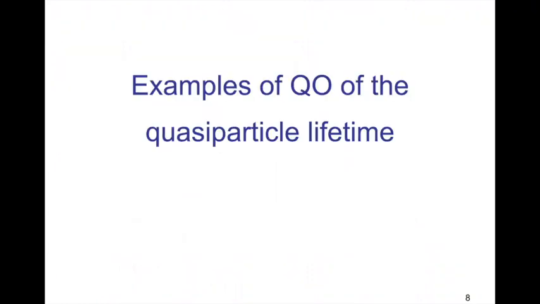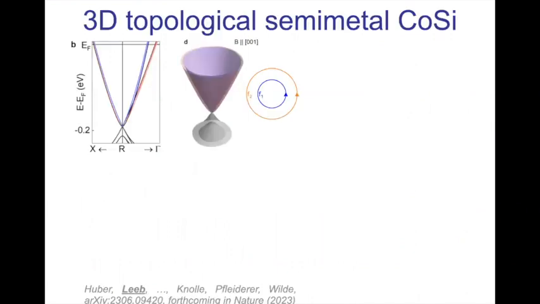In the next part of my talk, I want to present several examples where we believe this theory is actually realized in experiment. And I want to start with the topological semimetal, the 3D topological semimetal cobalt silicide. So cobalt silicide has been measured by several groups. They all agree on the main frequencies. It has a very simple quantum oscillation spectrum.